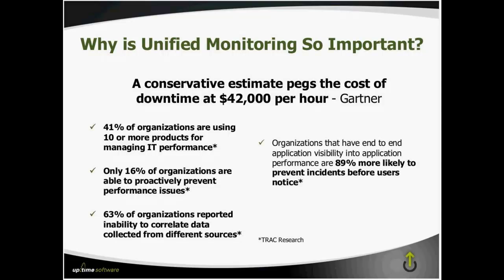Now on the flip side, so these are all challenges in the data center, we're also able to find that organizations that have end-to-end application availability and visibility into application performance are 89% more likely to prevent incidents before their users notice. So those organizations that are able to build a unified monitoring framework that will cover all aspects of their IT service stack and their application stack are 89% more likely to be able to prevent problems before it ever impacts their end users or their business, and completely avoid that $42,000 per hour that those outages are costing them.